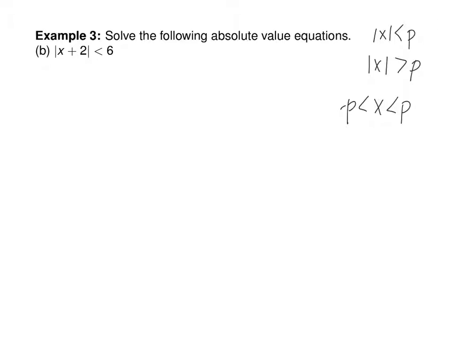So how will that work for this one that we have in part B? Plug in the same numbers, and who's going to be stuck in the middle? X plus 2. Yeah. Does that make sense? So this is the same thing as -6 is less than x plus 2, which is less than 6. The numbers you're going to get as endpoints will be the same numbers as part A. Yep. Then you solve that inequality.